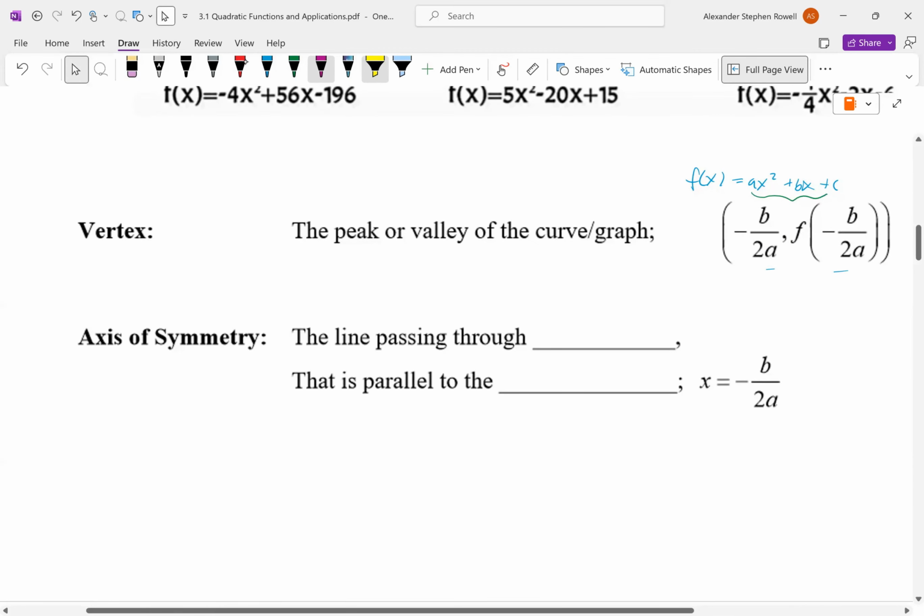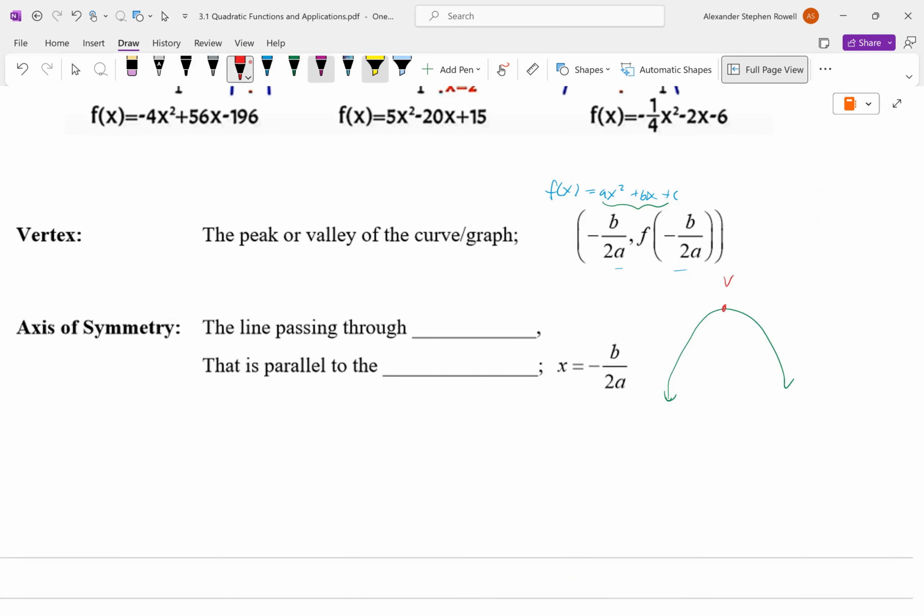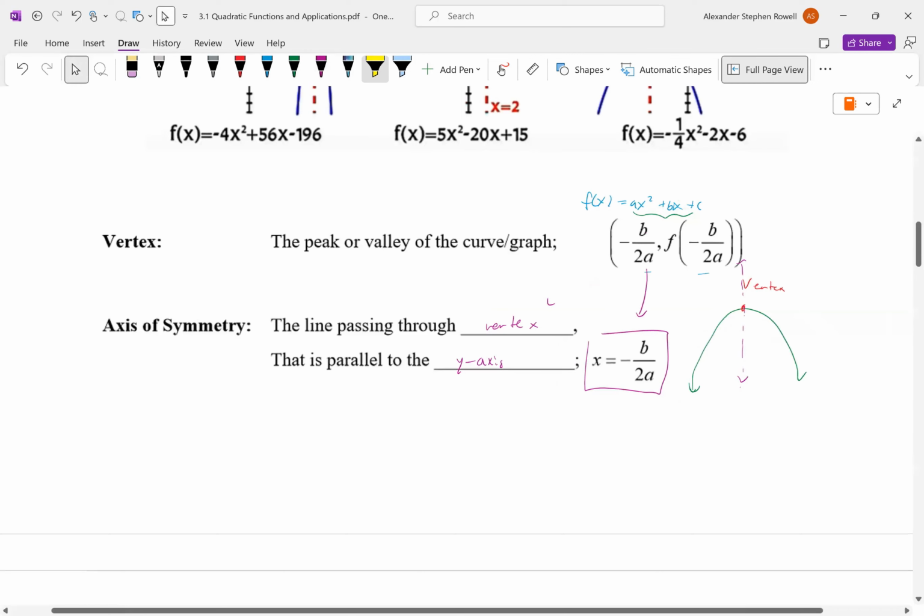Not hearing strong opinions. The axis of symmetry always goes through the vertex. So if I have a parabola, the vertex is the highest or lowest point, and the axis of symmetry is that vertical line through it. So it turns out that is x equals negative b over 2a. It's the x value of the vertex. Parallel to the y-axis, because it's vertical. Oh, I guess, sorry, through the vertex. And the equation is x equals negative b over 2a. Let's try to apply this.